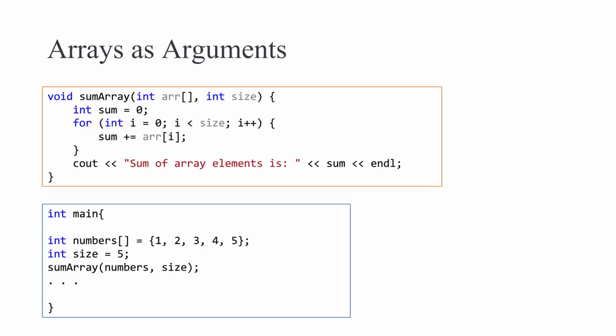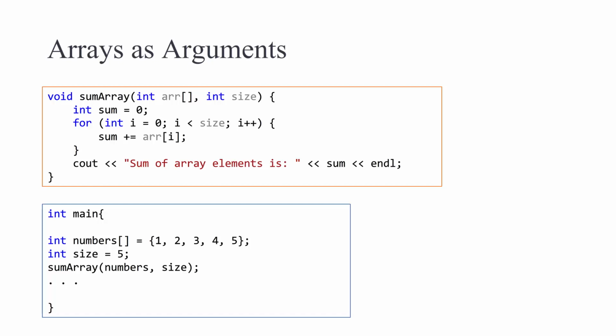You can pass an array as an argument to a function. This allows you to manipulate or operate on the elements of the array inside the function. To pass an array as an argument to a function, you need to declare the function with a parameter that is an array of the appropriate type.